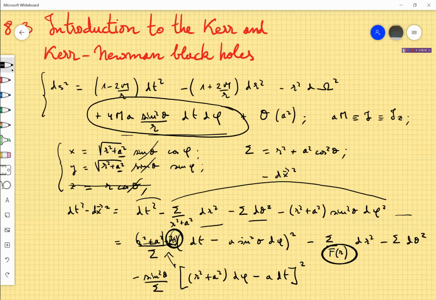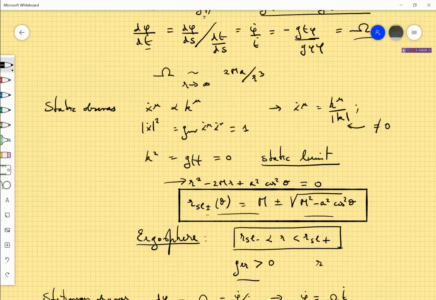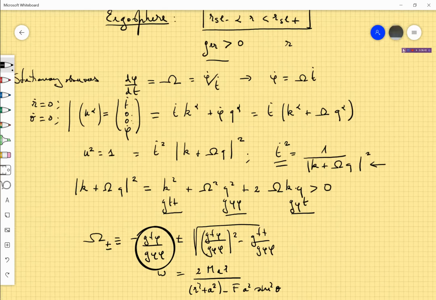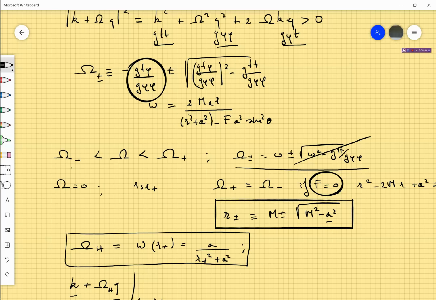Well, I failed to mention also, before I close this video, that there are horizons if A is smaller than M in absolute value, and when M is equal to A in absolute value, these two horizons coincide. This is the extremal Kerr black hole, and when A is larger than this, there are no horizons anymore, and this singularity would be a naked singularity.